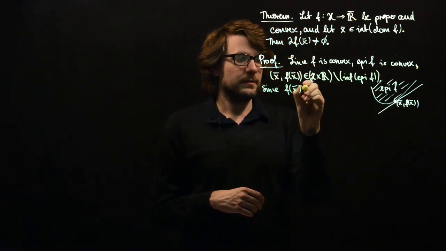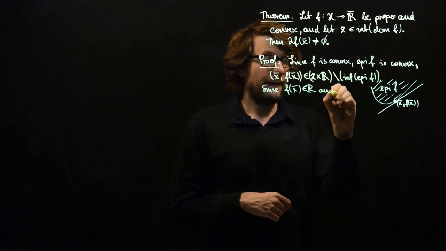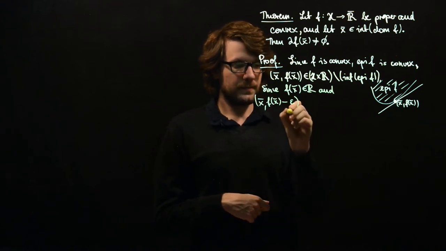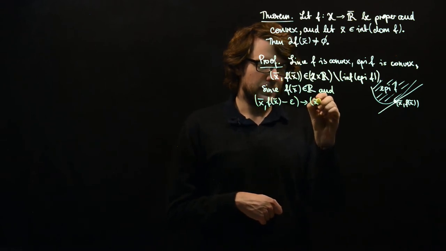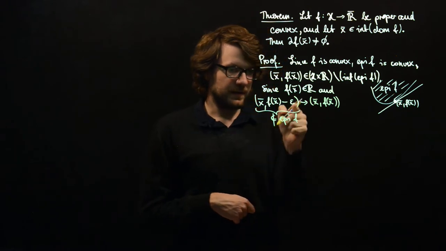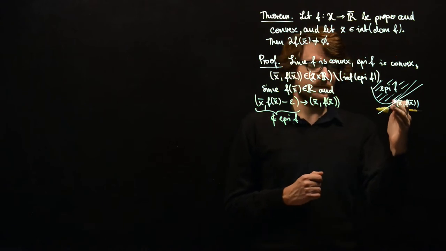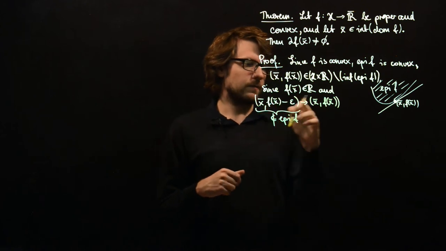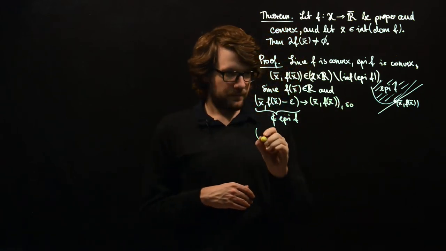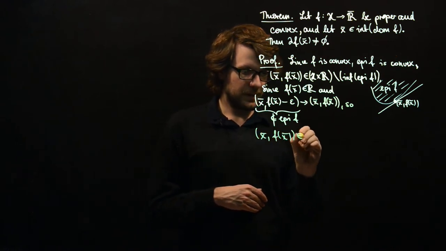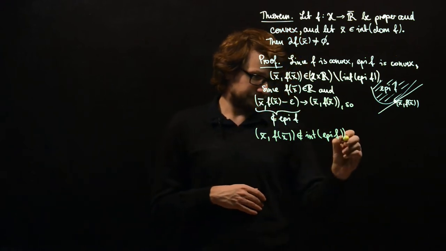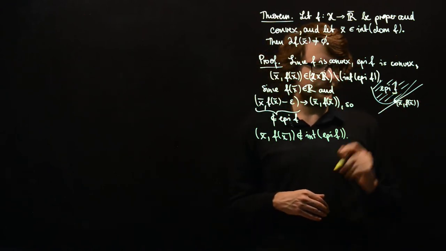since F of X bar is a real number, and X bar, F of X bar minus epsilon converges to X bar, F of X bar, but it is not in the epigraph of F because this value is smaller than the function value, but the epigraph consists of all values which are greater or equal. This converges to X bar, F of X bar, showing that X bar, F of X bar is not in the interior of epi F. What is, however, in the interior of epi F is a point above here.